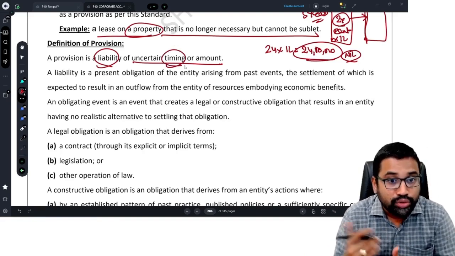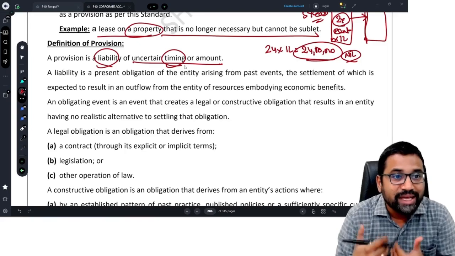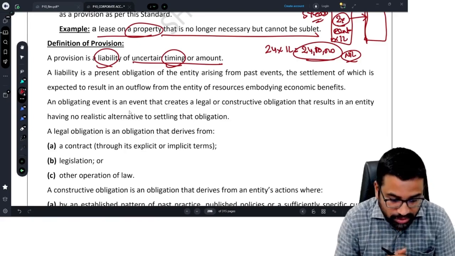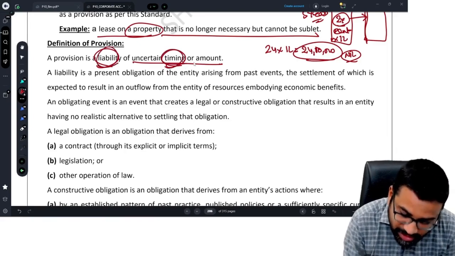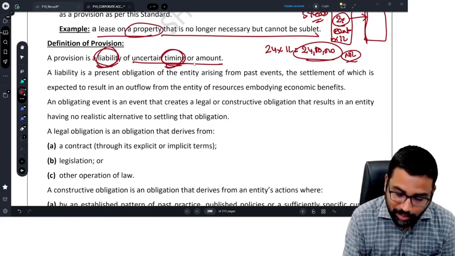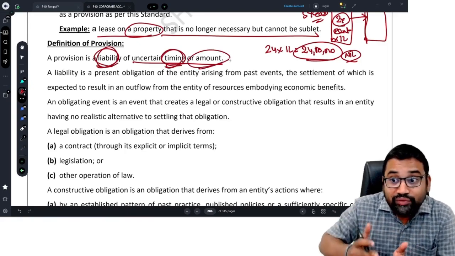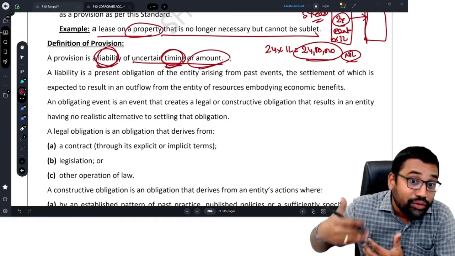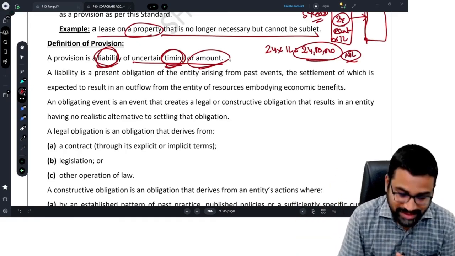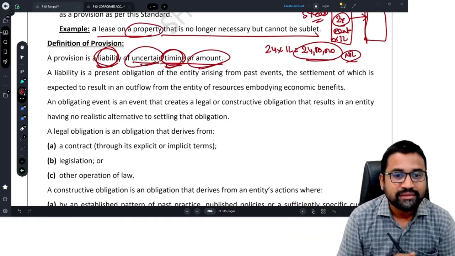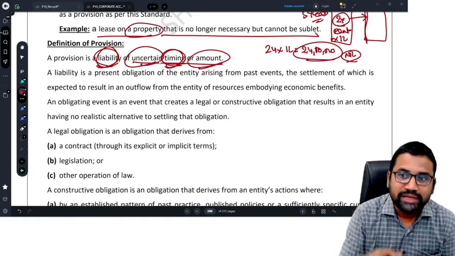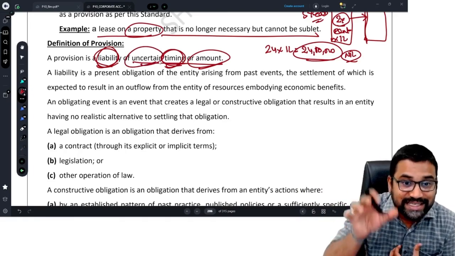Uncertain amount means we don't know the amount, so I think we will make an estimation. So a provision is a liability of uncertain timing or amount. We don't know when we are going to pay it. We don't know the amount also. Uncertain means we don't know, or we know but not exactly, and we can't say it is exactly the same amount.